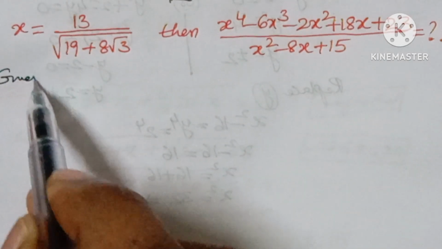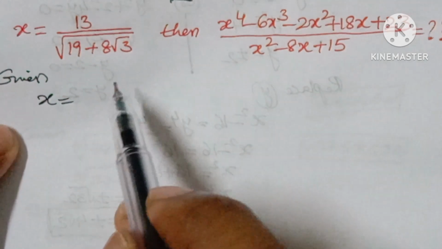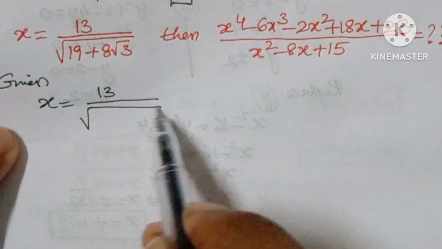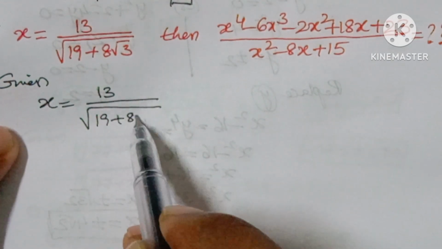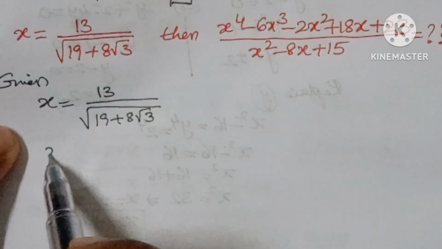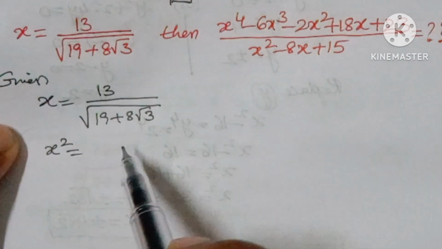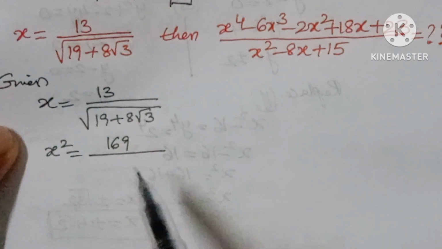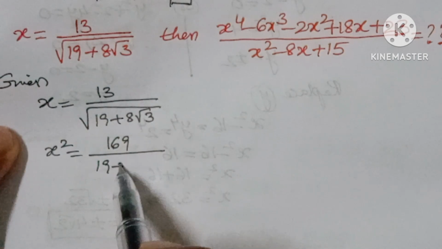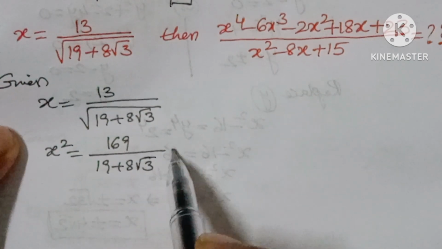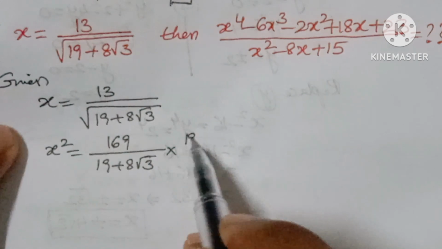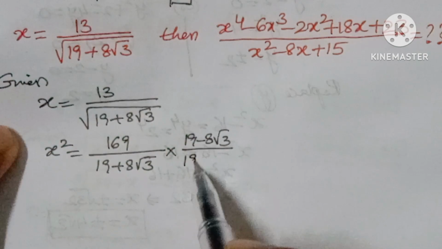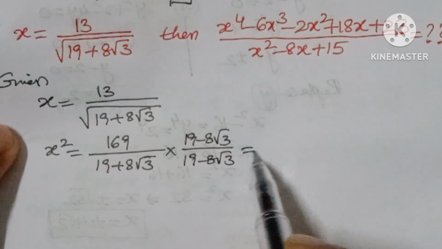So here given x is equal to 13 by square root of 19 plus 8 root 3. First of all, I will find the x square value. X square value is 13 square, 169 by 19 plus 8 root 3. So here if you rationalize it, multiply by 19 minus 8 root 3 over 19 minus 8 root 3.